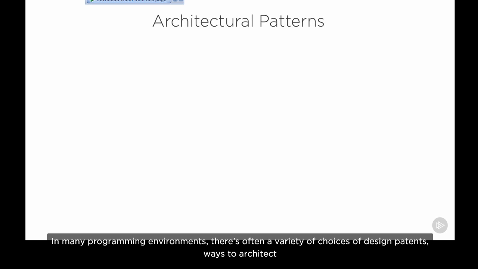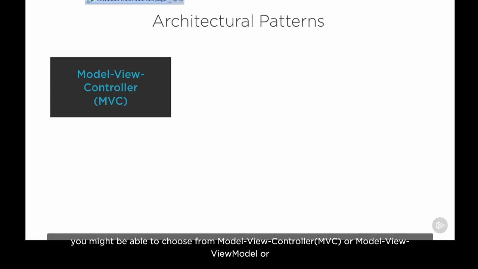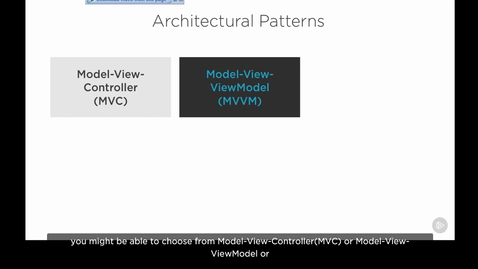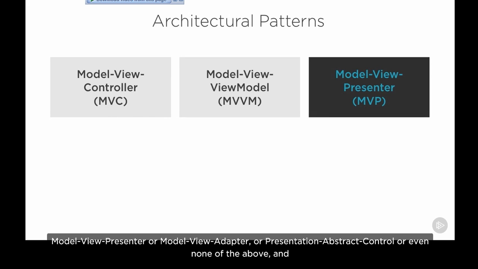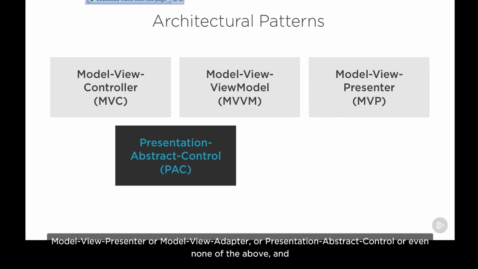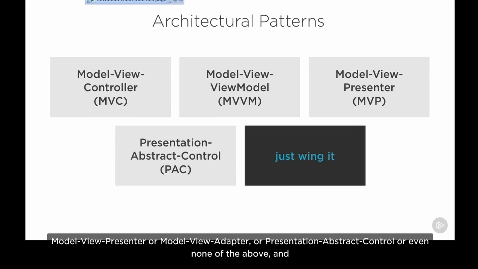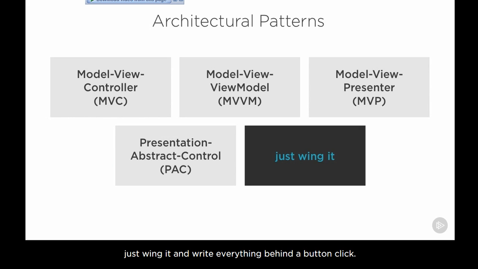In many programming environments, there's often a variety of choices of design patterns, ways to architect and build the different pieces of your application. Whether you're in Java or .NET or Ruby or Python, you might be able to choose from Model View Controller, MVC, or Model View ViewModel, or Model View Presenter, Model View Adapter, or Presentation Abstraction Control, or even none of the above and just wing it and write everything behind a button click.